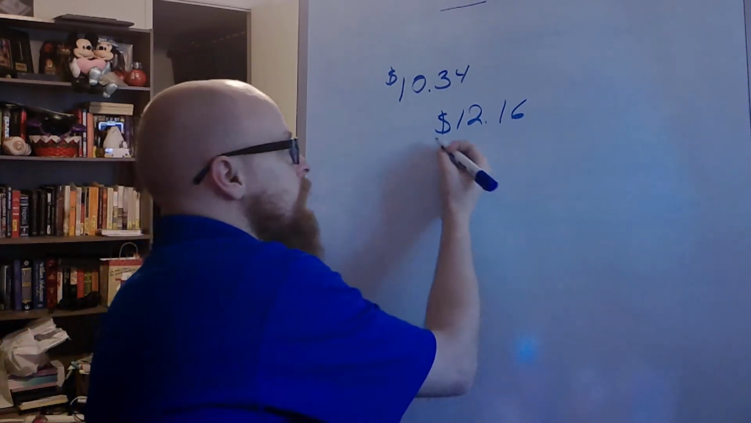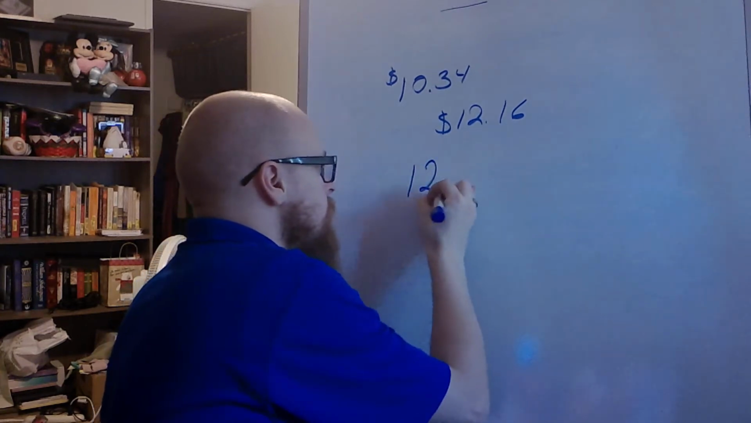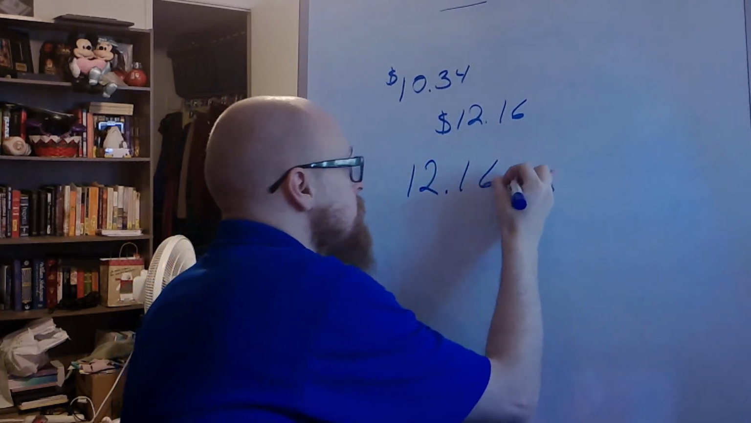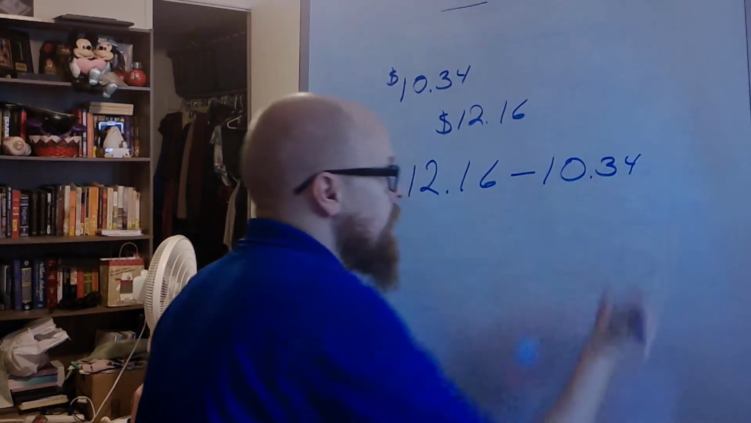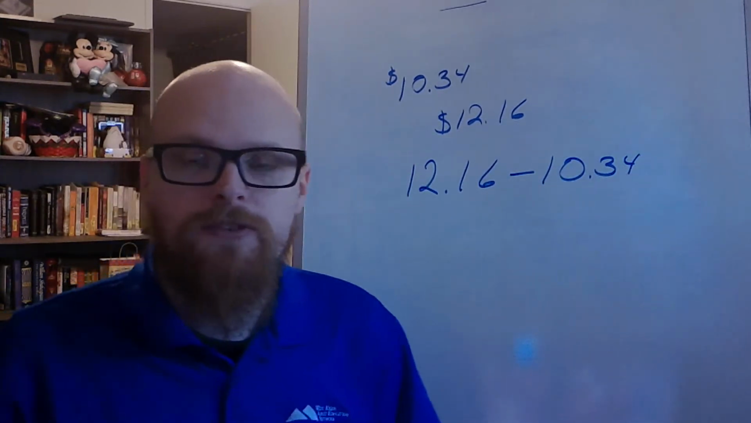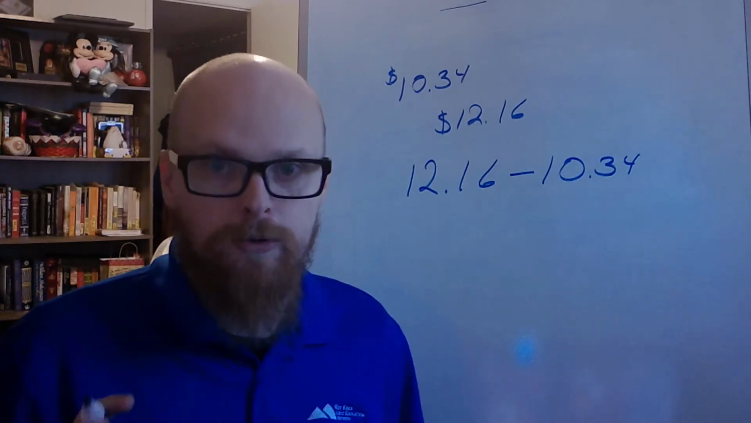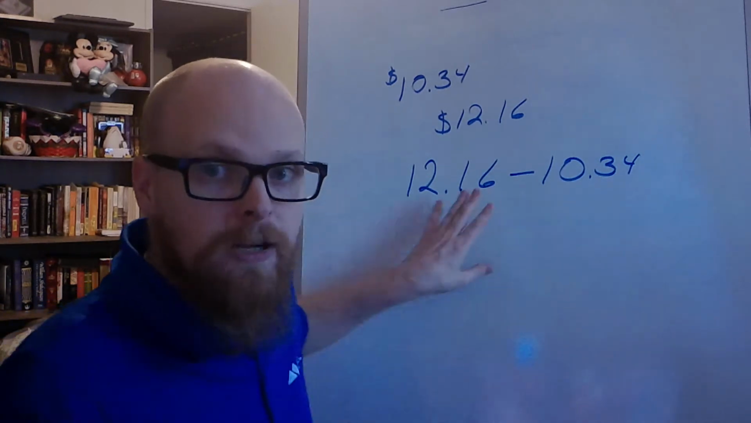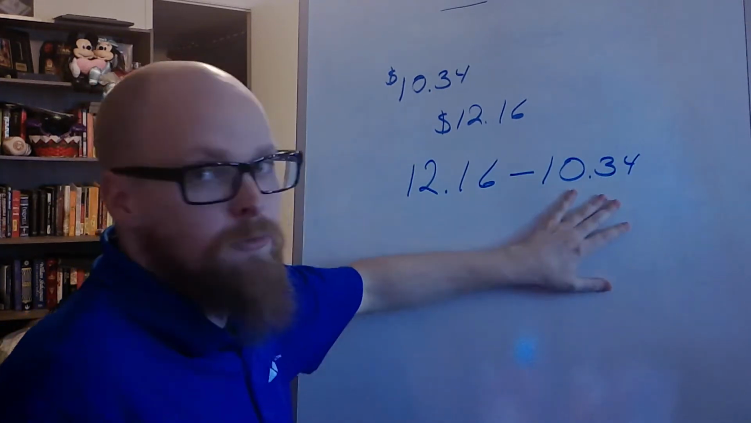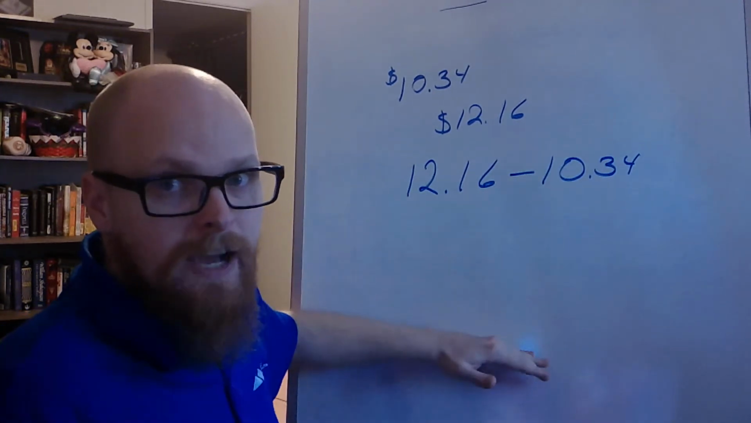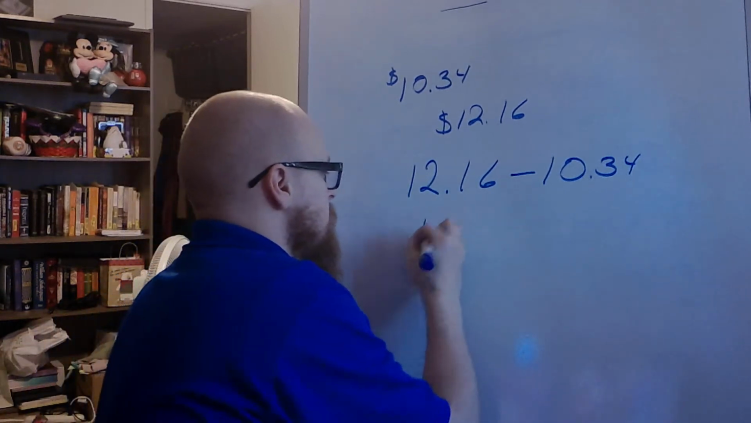Okay, so in this case, we're going to take our new number, 12.16 minus 10.34. When we're dealing with percentage of change, we don't want to work with negative numbers. So we always take our big number and subtract our smaller number from it. Okay? In this case, we're dealing with decimals. I'm going to rewrite this going down because it's easier for me.